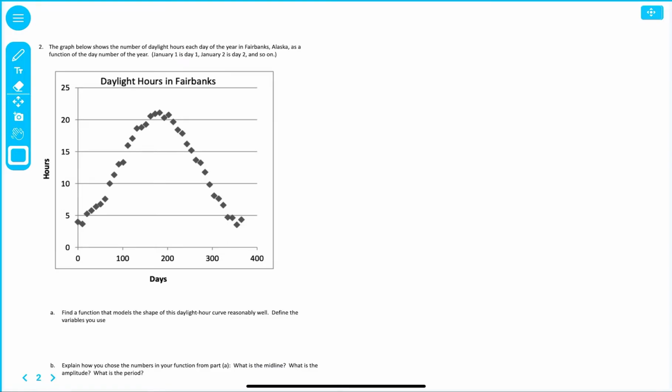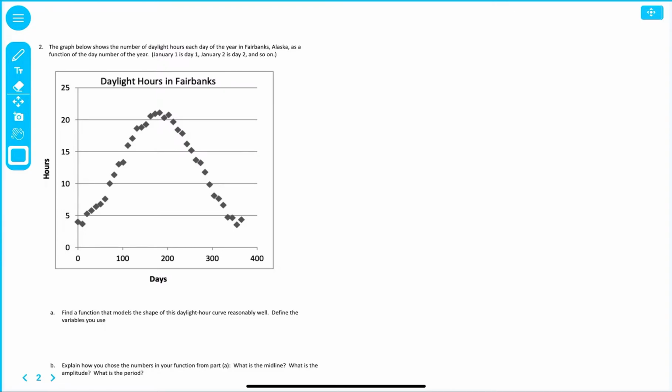The graph below shows the number of daylight hours each day of the year in Fairbanks, Alaska, as a function of the day number of year. January 1 is day 1, January 2 is day 2, and so on. So find a function that models the shape of the daylight hour curve reasonably well.